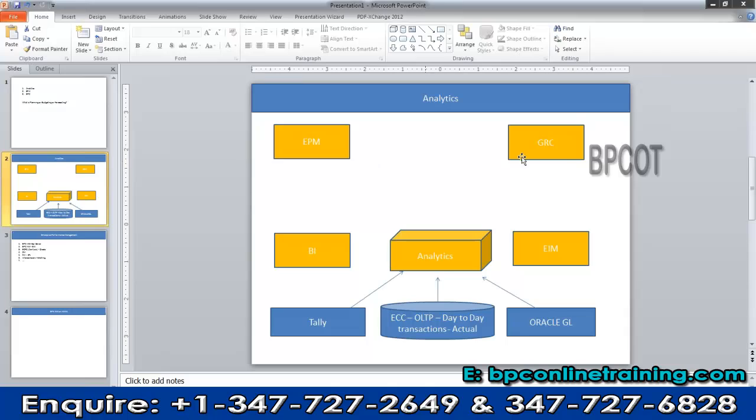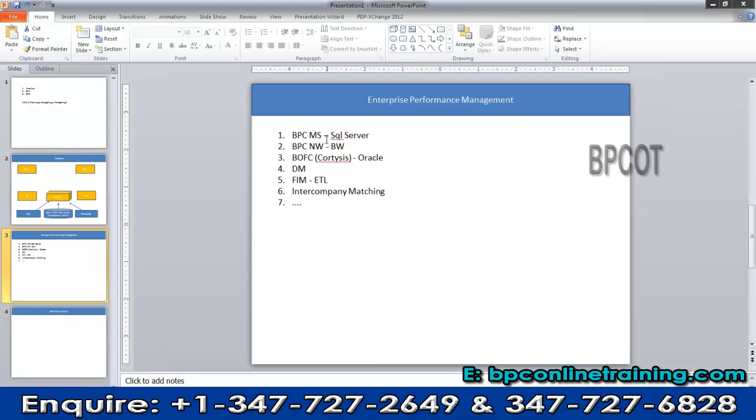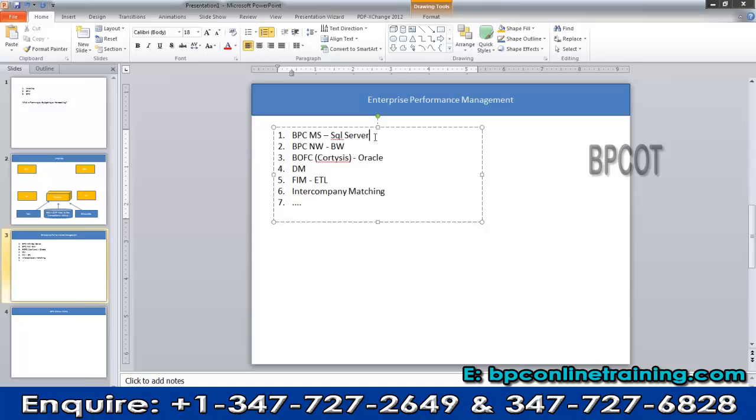So all these applications, right now SAP is trying to move to HANA, based on HANA. They want to make HANA their database instead of Oracle. That means, if you see here, I said BPC MS is SQL Server. The same way for BPC NetWeaver, I said BW, right? So for now, it is BW on HANA. That is the backend. What do I mean by BW on HANA?